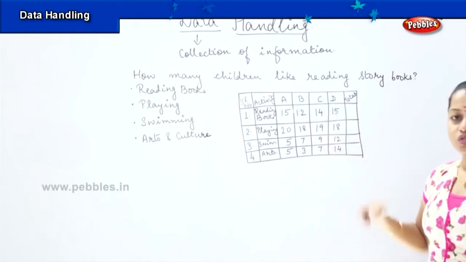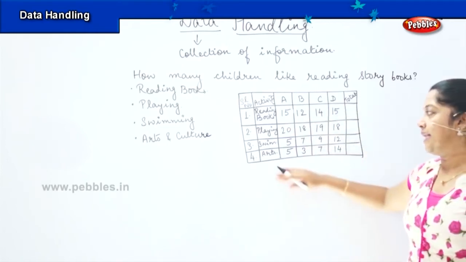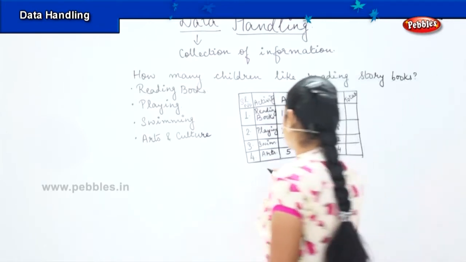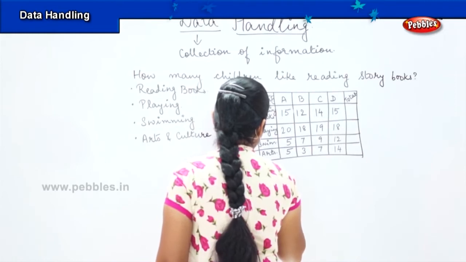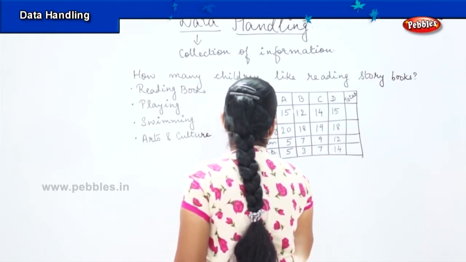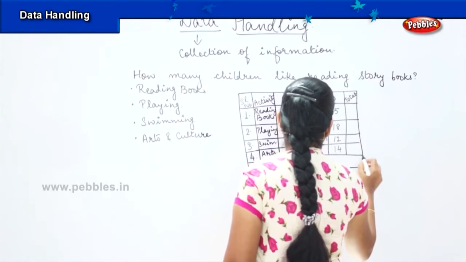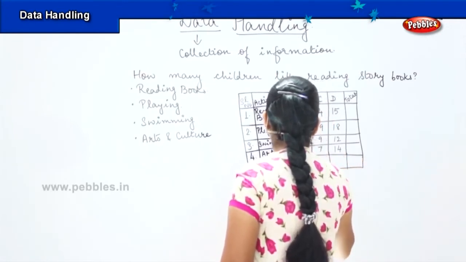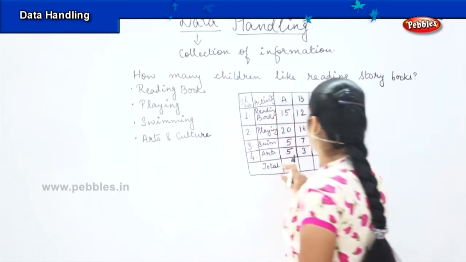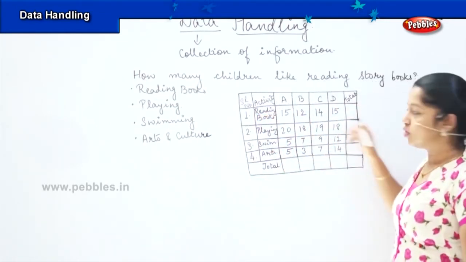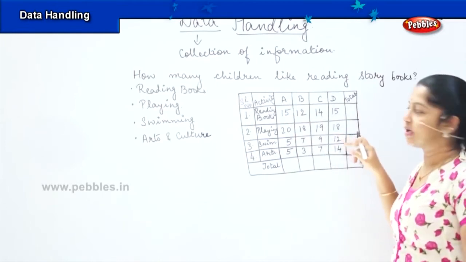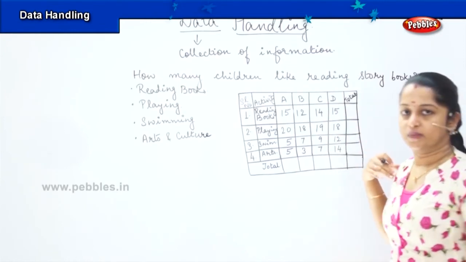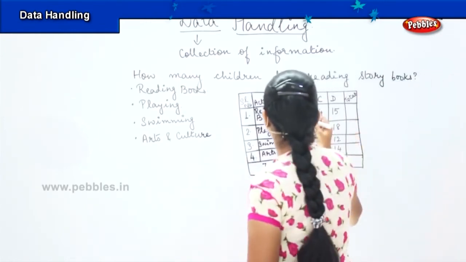Okay, so are we clear, children, with this? Now the next thing we have to do is total them, and here you also need to add a column total to find out how many children are there in that particular section. So now we will be totaling all of these, and we will be totaling the columns as well in order to check which activity the most children enjoy. Okay, shall we do it?